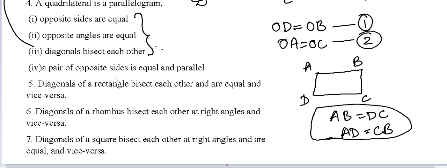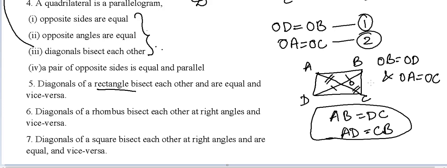See, in rectangle also the diagonals bisect each other. It's similar to parallelogram. Okay, if this is a rectangle, then this will also bisect each other. Okay, that means OB is equal to OD and OA is equal to OC. So this was about my fifth property.